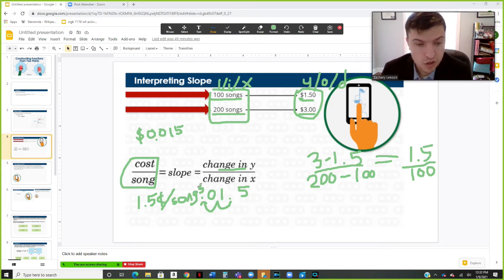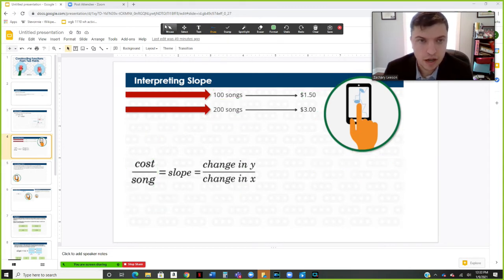So, which sounds like chump change, right? But if I aspire to get 1 million plays by the end of my lifetime, and that might add up, right? Because I have to multiply this 1.5 cents times 1 million, and that'll give me some change, right? So that'll give me some money. All right, so slope in this case, that was how many dollars I was getting per one song, right?